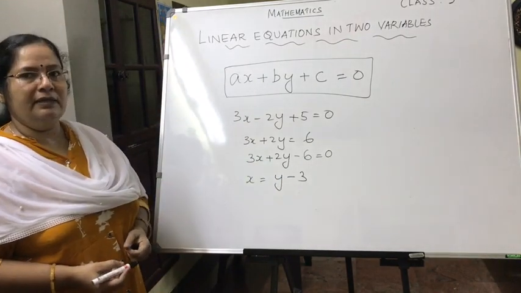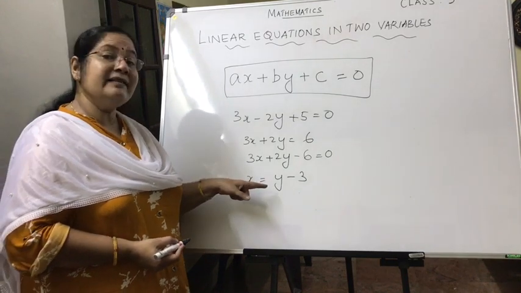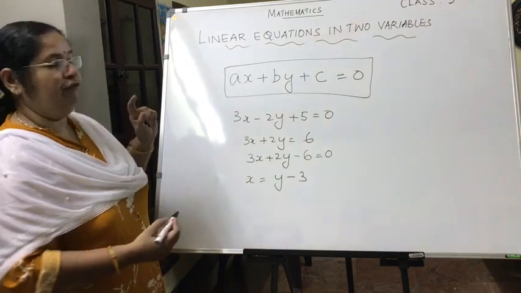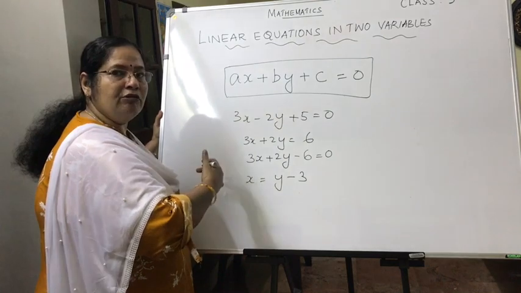Now sometimes it is given, say, x equals y minus 3. This is also a linear equation in two variables. But is it in the standard form? No. So what you have to do first is write it in the standard form. How will you write it? All the terms on the right hand side should be brought to the left hand side.